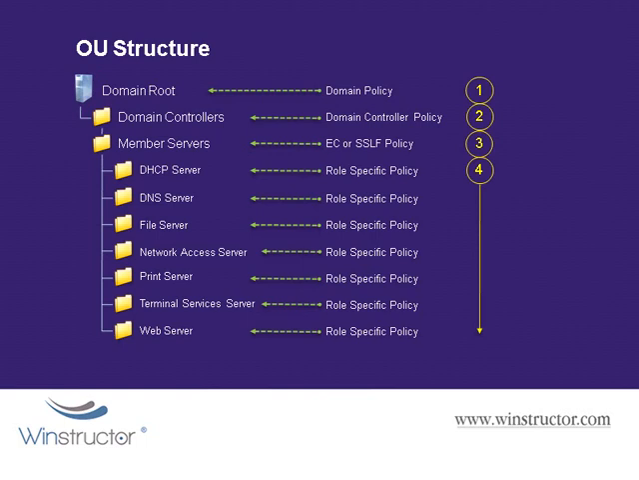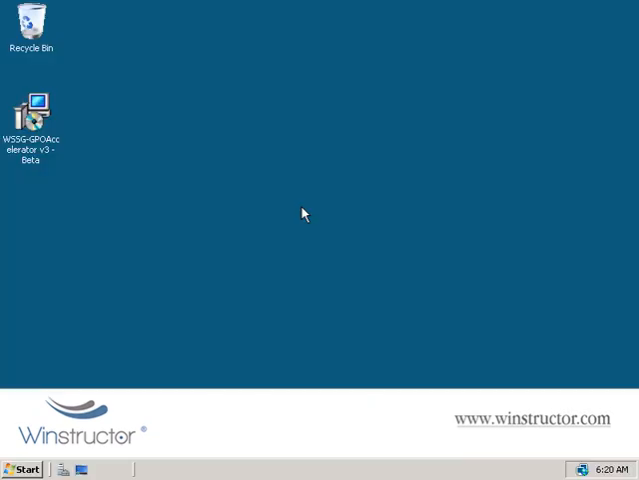Now one thing that this OU structure doesn't factor in at this stage is user and client computer policies, and that's something that's out of scope for these Windows security videos, but it is something that we will discuss in other group policy videos later on. So let's go and take a quick look at how this structure would look in Active Directory.